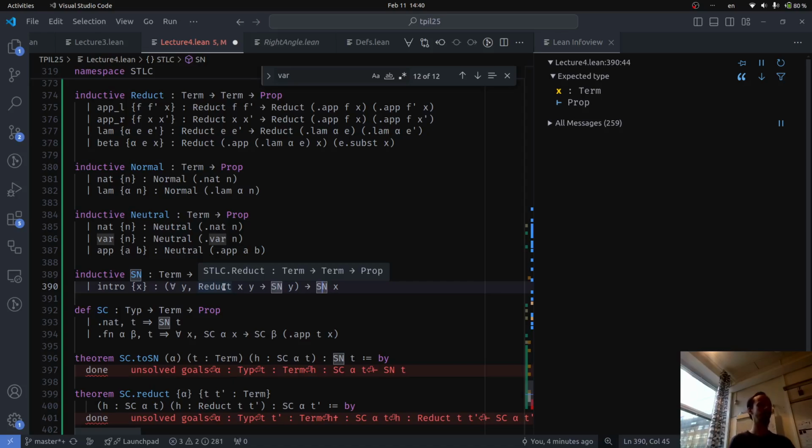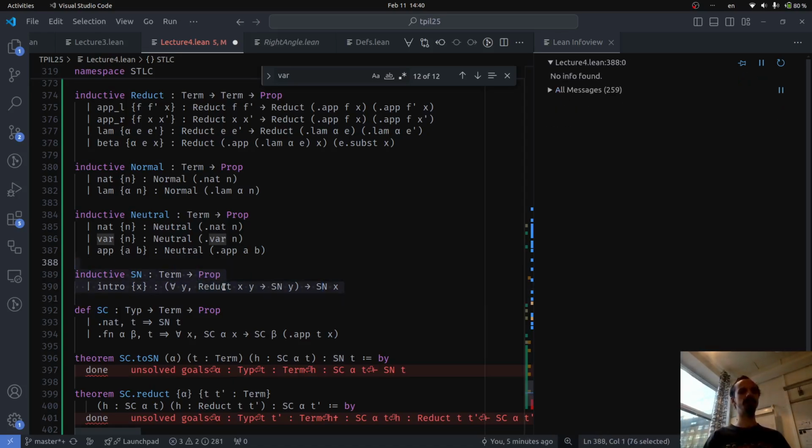And because this is an inductive, it's the weakest thing. And so therefore, if you had an infinite sequence of things, then none of them in that sequence would be considered strongly normalizing. So that's how this definition works. And this is sort of what we want to prove.